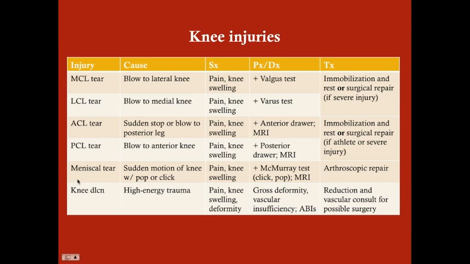Then the other thing that I didn't really bring up with this question was the knee dislocation. This is generally due to high energy trauma. What you're going to see here that's very different from these other tears is a gross deformity with a knee dislocation. That should be quite obvious when you're doing your initial exam. With a knee dislocation, like with other dislocations, we have a concern for vascular insufficiency, so we're going to want to make sure we're getting our ankle brachial indexes.